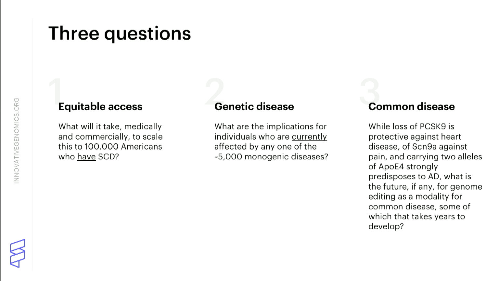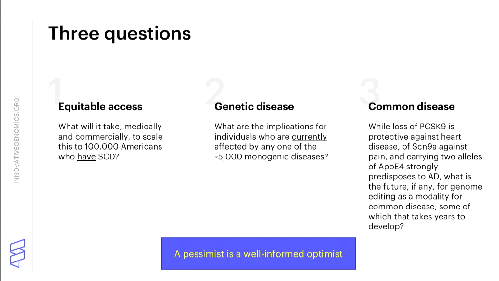This is a meeting to ask real-world oriented questions, so the 3 are. What will it take medically and commercially to scale this to the 100,000 Americans who have sickle? And for genetic disease, the rest of it, what are the implications for those folks who currently have one of 5,000 genetic diseases? And for common disease, we know that loss of PCSK9 is protective against cardiovascular disease, or of SCN9A against pain, or that ApoE4 causes Alzheimer's. But what implications does any of this have for the future of folks with these conditions? Well, we know that a pessimist is a well-informed optimist.